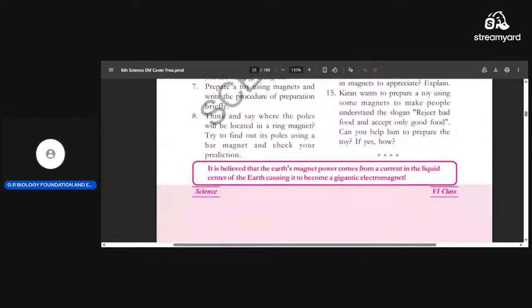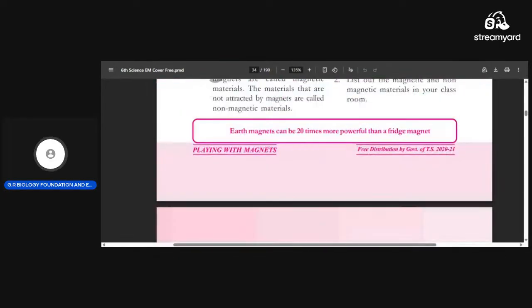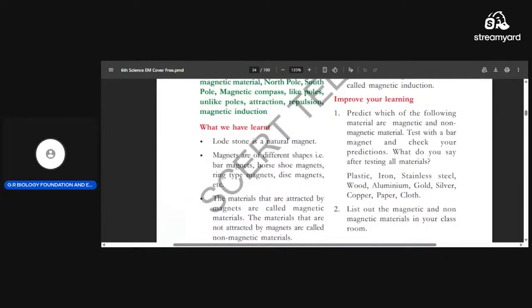Okay, this is about the playing with the magnets chapter. So here, what we are learning is the Improve Your Learning section, and we are going to discuss it. Predict whether the following materials are magnetic or non-magnetic. Test with a bar magnet and check your prediction. What do you say after testing all the materials?